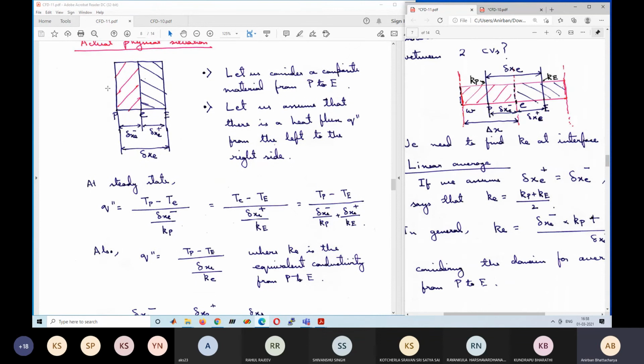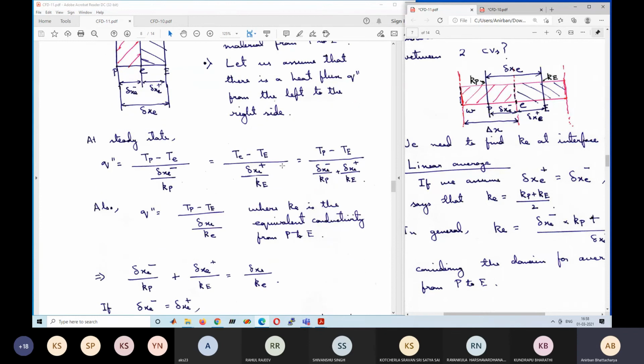Now, if we consider this composite material as a single material with a single conductivity equal to Ke, the equivalent conductivity, I can also write the heat flux as Tp minus TE by the entire distance Δxe divided by the equivalent conductivity Ke. Where Ke is the equivalent conductivity from P to E, as if this is a single material with a single conductivity. Okay, so these two values should be equal because it is the same heat flux.